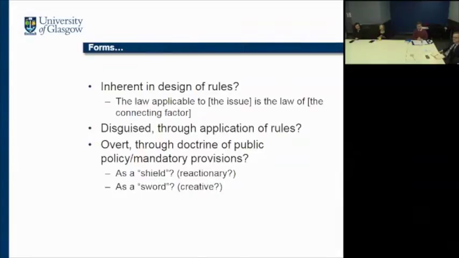But I would suggest, to extend this metaphor, there's a sword function, a sort of creative way that you can use it to give rise to rights and duties and relationships where none would previously have existed as a matter of choice of law. So that's about the forms, and that's just to emphasise that I'll be focusing on that. What about some of the functions?